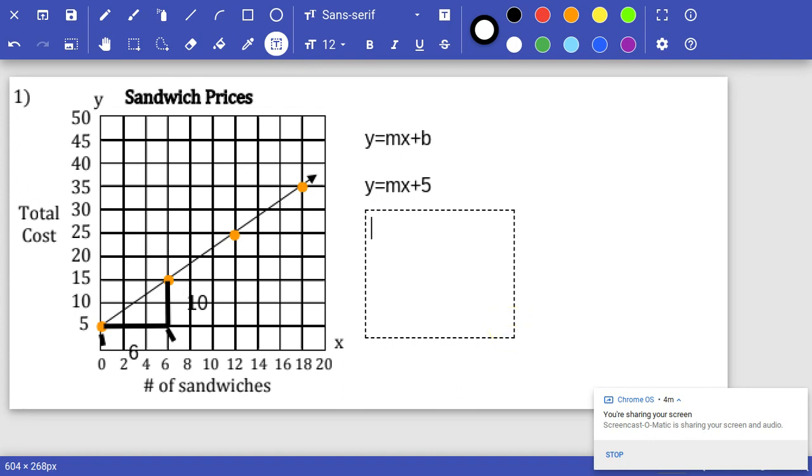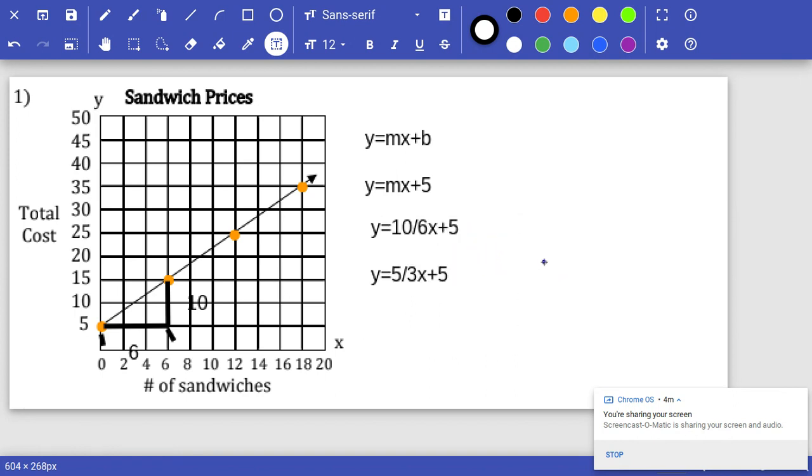y equals 10 over 6 x plus 5. If I wanted to, I could reduce this 10 over 6. So it'd be y equals 5 over 3 x plus 5. Okay, so that's from a basic graph, and I should have talked about the slope. It is going up to the right, so that is going to be positive.